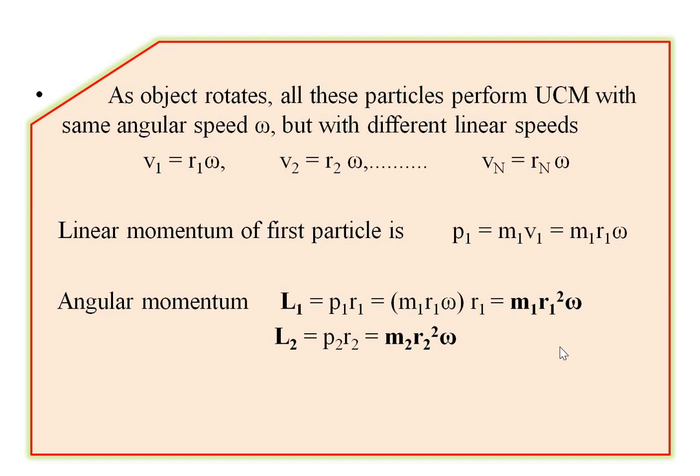For the second particle, it is L2 is equal to m2 r2 square omega. For the third particle, similarly m3 r3 square into omega. There are a large number of particles, so we get the final relation, Ln is equal to mn rn square into omega.